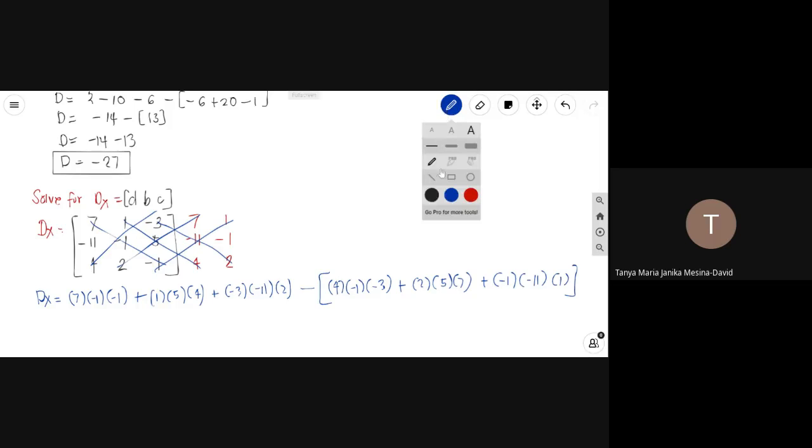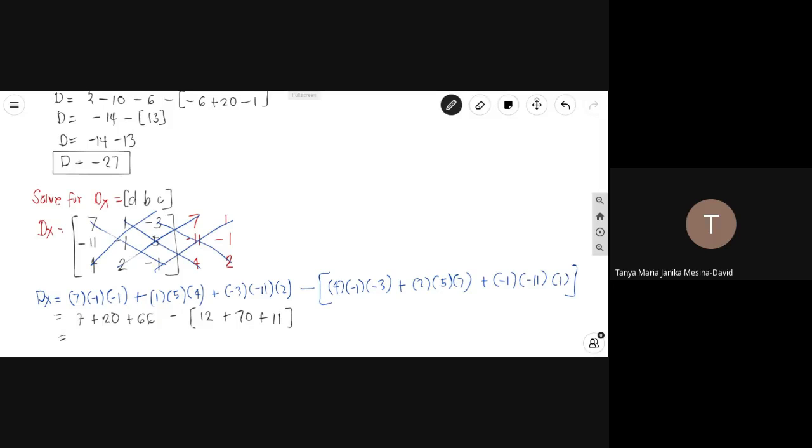So let us now simplify. 7 times negative 1 times negative 1 is positive 7, plus this one is 20, and then this one is negative 33 times 2, which is positive 66, minus, and then the bracket. 4 times negative 1 times negative 3 will give us positive 12, plus 10 times 7 is 70, plus negative 1 times negative 11 times 1 is positive 11.